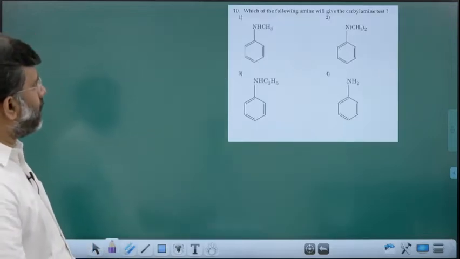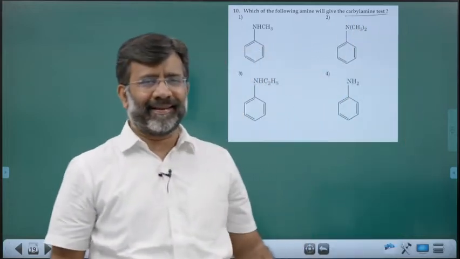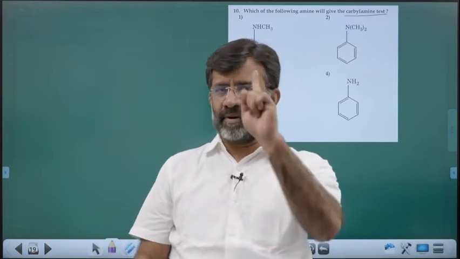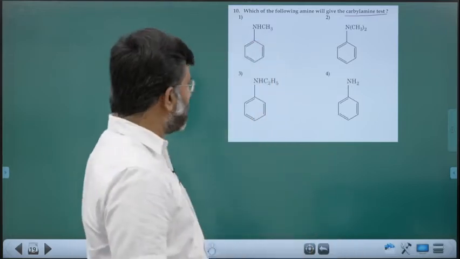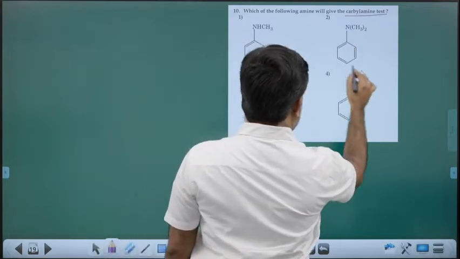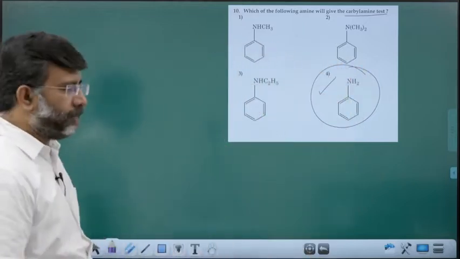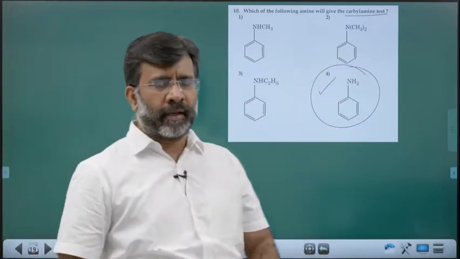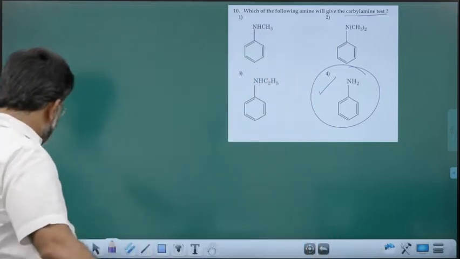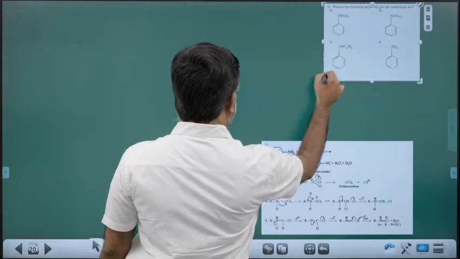Which will give carbylamine test? Carbylamine test is given by whom? Primary amines. Primary amines will give you carbylamine test. This is secondary amine, tertiary amine, secondary amine, and this is primary amine that will give you carbylamine test. When treated with the chloroform and alkali, you are getting a foul smelling product. And what is the reaction? I think all of you are aware of it.